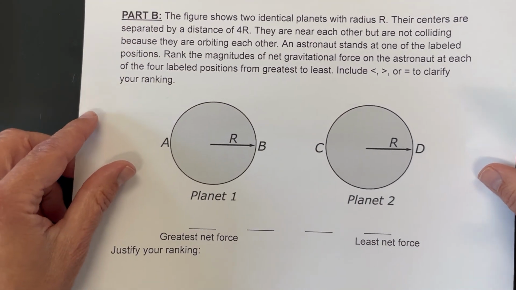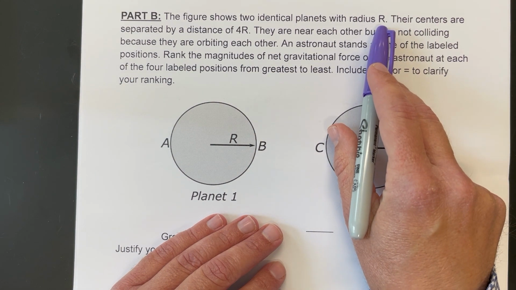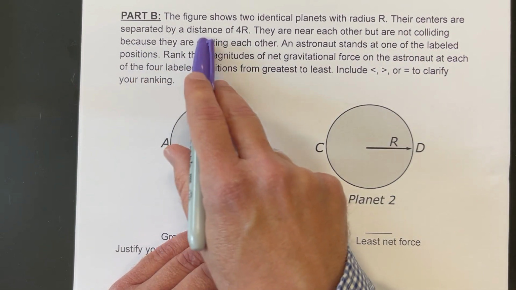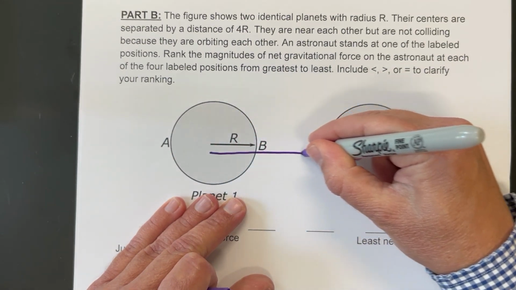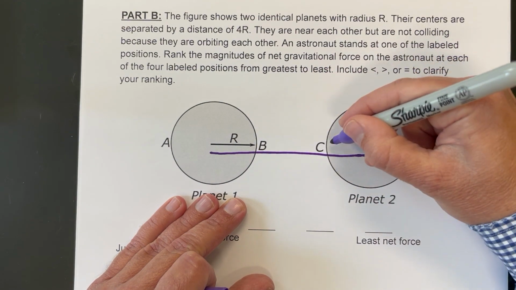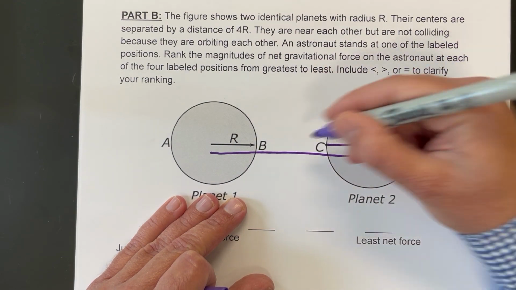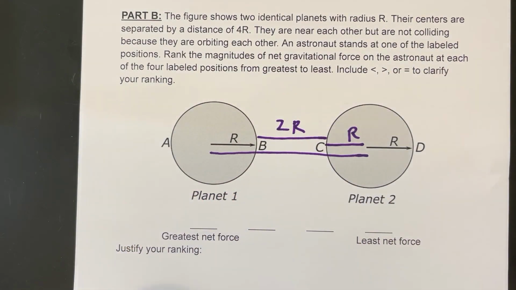All right, now moving on to part B, in the last part here. It says the four figures show two identical planets with radius R. Their centers are separated by a distance of 4R. Okay, so that means from here to here is 4R, and an R is here, and another R is here, which means the distance between here and here is 2R between their surfaces there.